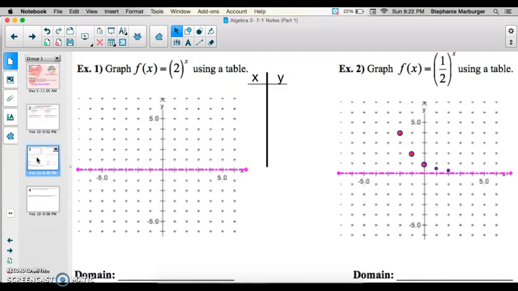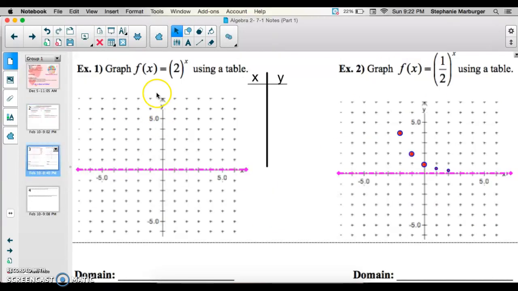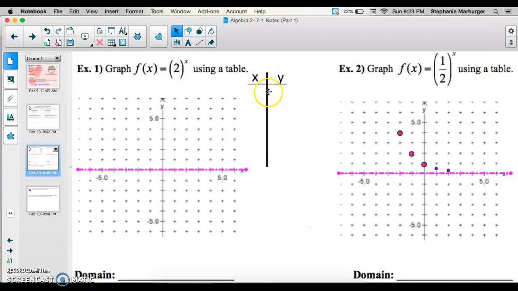So if you look underneath, I have two graphs. So example 1 is f of x is equal to 2 to the x power. So hopefully we recognize, because there's that 2 there, and because of what we just set up here, oh man, it all went away. When exponential growth is modeled, b is greater than 1. And so this gives us an example of exponential growth versus example 2, where we have 1/2 to the x power, because 1/2 is in between 0 and 1.